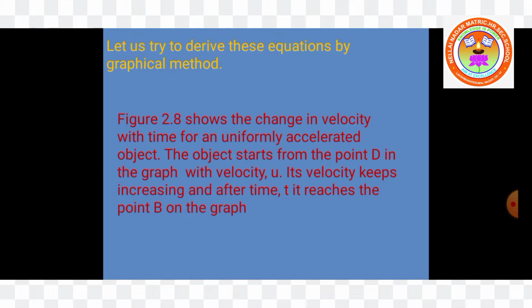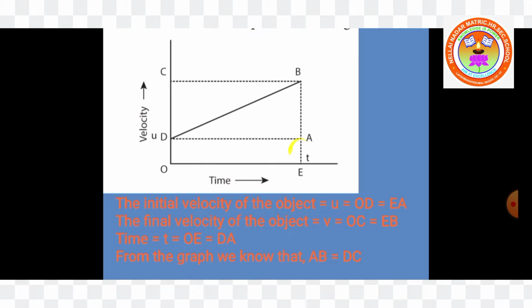Its velocity keeps increasing, and after a time t, it reaches the point B on the graph. From this, we can calculate the initial velocity of the object. The object starts from D, so the initial velocity u is equal to OD. It is also equal to EA.